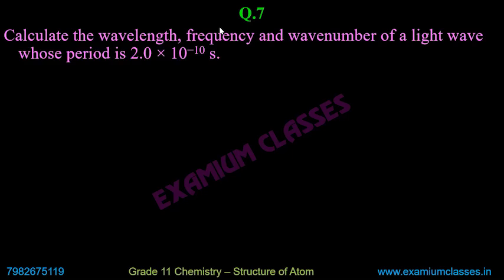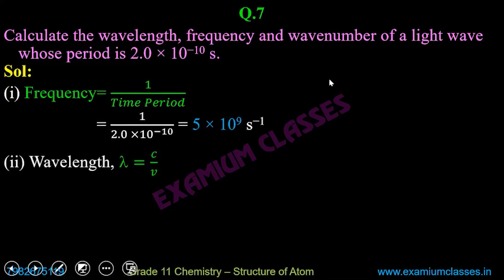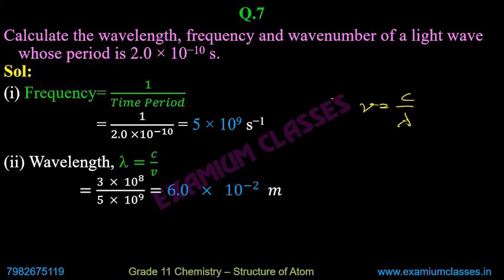Right. Good. So here you have frequency equals to 1 by time period. And the moment you have frequency, you can use lambda equals to c by nu. The formula given in the book is nu equals to c by lambda, the same thing, lambda equals to c by nu. You get the wavelength. The moment you get wavelength, wave number will be 1 by wavelength.